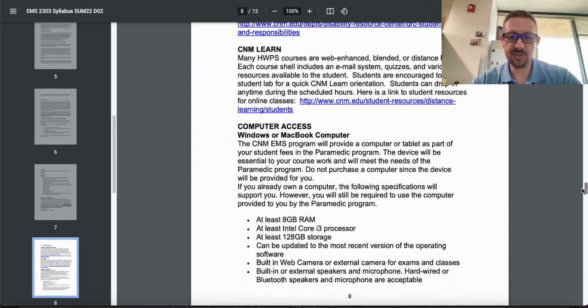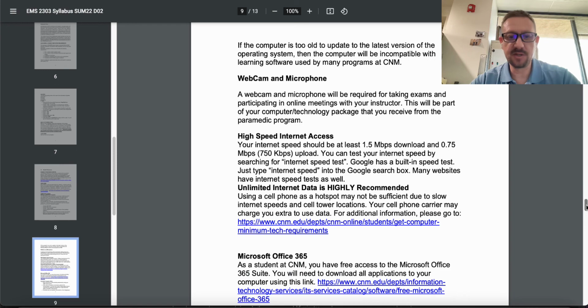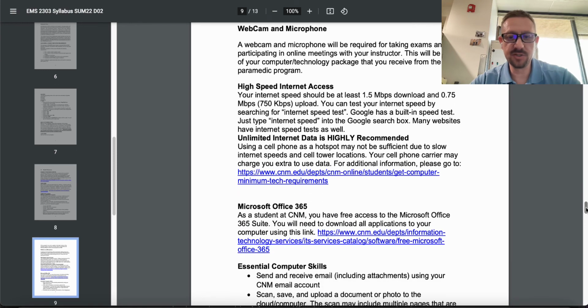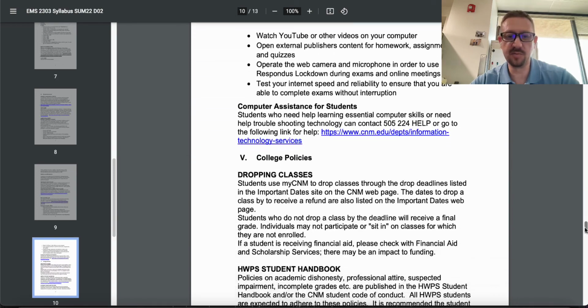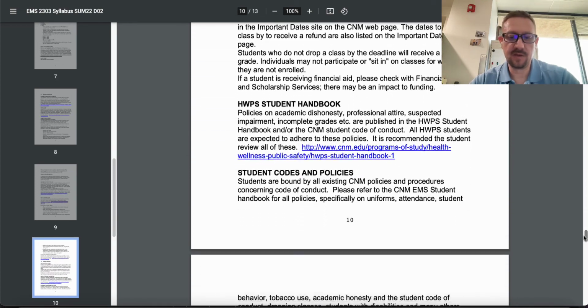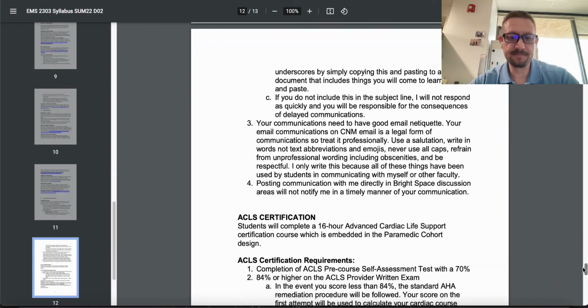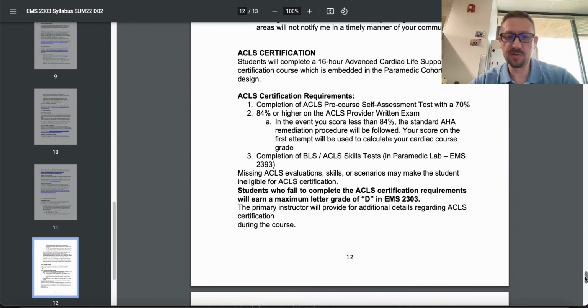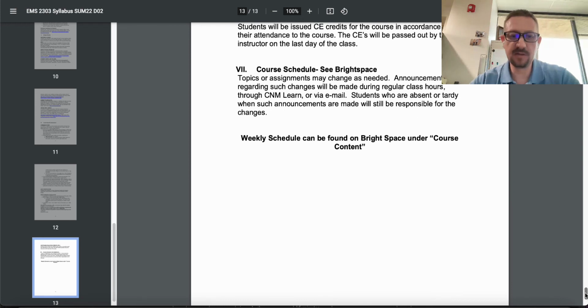All right, not a lot of changes to my policies on late work and so on. There's some statements on equipment and technology that can make your experience here at CNM helpful. That's new to our syllabus, so take a moment to review it. And then as we scroll down, we finish up with communications, certification requirements for ACLS. So this is the ACLS course. This is what's required to pass it as part of passing the class. And then the schedule is the separate document. All right, excellent.